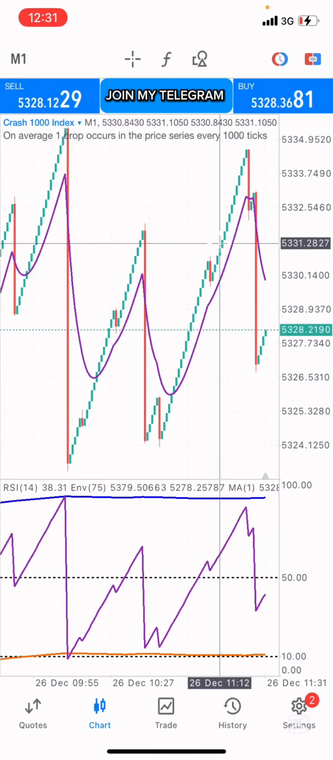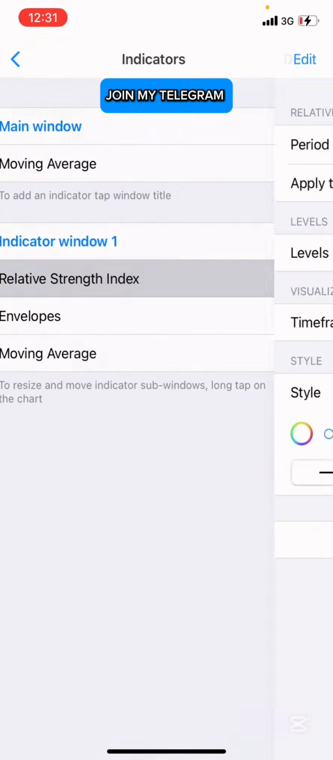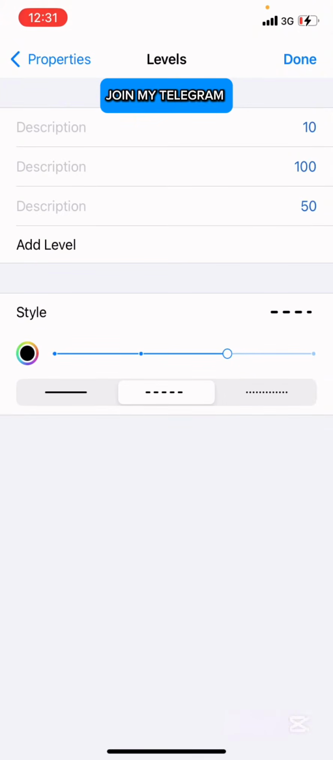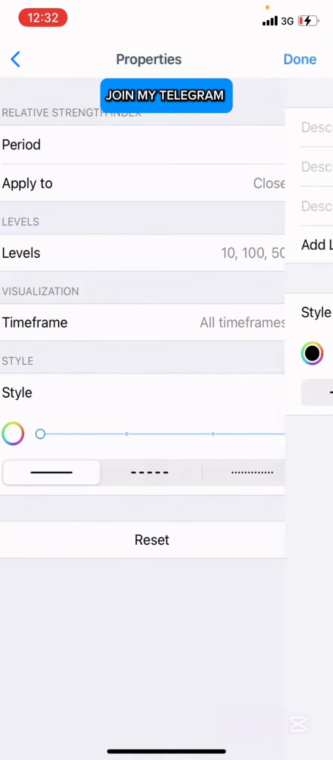Okay, now the moving average, this is how it's going to look on your chart. Okay, then you put in the relative strength index on indicator window 1, period 14, you apply to close. Then for the levels, you add 10, 100 and 50. Okay, for on the description, right? Then the style, you put that on 3 pixels color black with this middle line. Okay, then when you're done with that, you click on done.